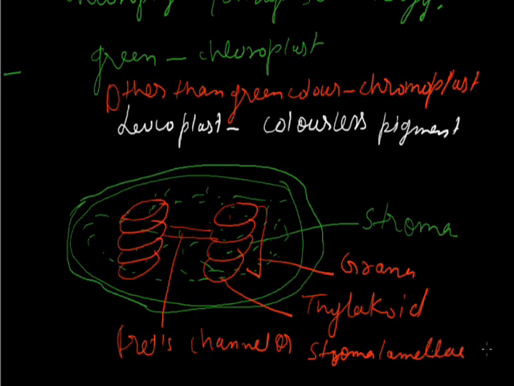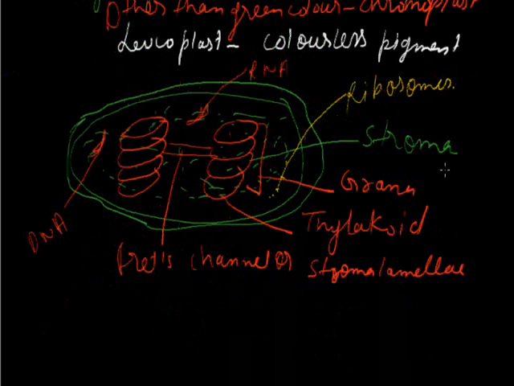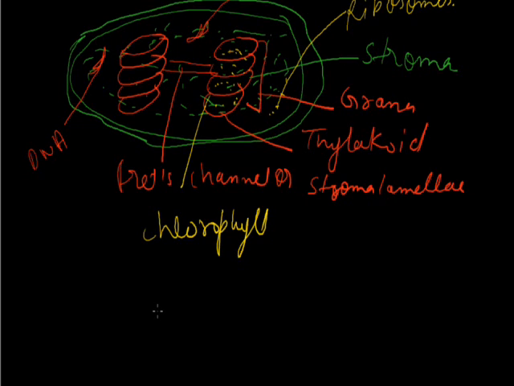They also have two important structures: they have their own DNA, their own RNA, and some particles. They perform the process of photosynthesis because they have the green pigment termed chlorophyll, which is present inside the thylakoid. This is a simple structure of chloroplast. And what is the importance of chloroplast? These are the site of photosynthesis.